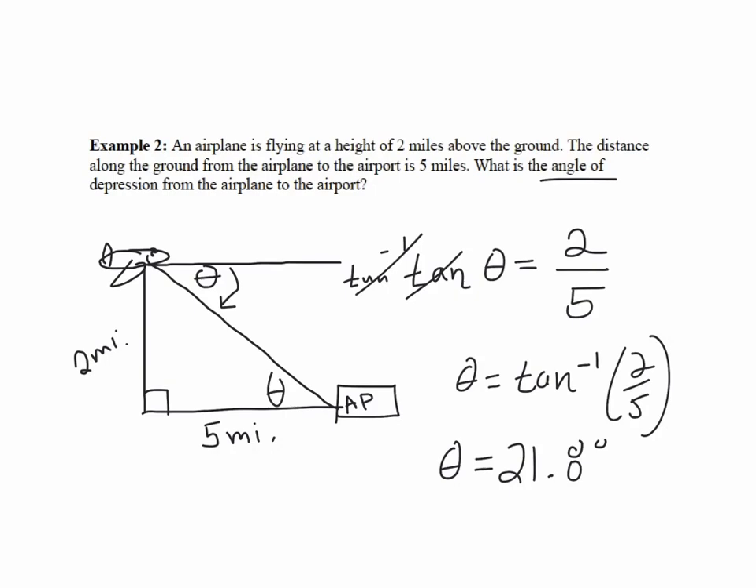So step 1, I drew a picture. Step 2, I did Sohcahtoa. Step 3, I used my Sohcahtoa ratio to solve for the missing quantity. Sometimes it's a side, sometimes it's an angle. We are doing that jam right there where you got to do the inverse function. So I did not set up a proportion to solve for a missing angle.